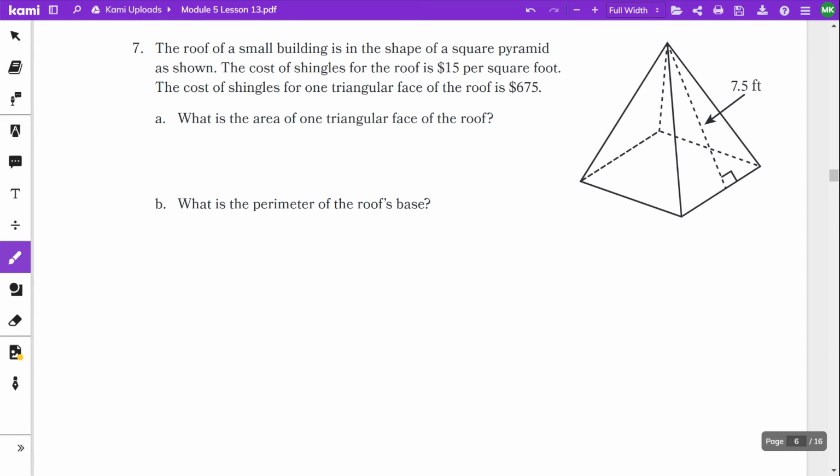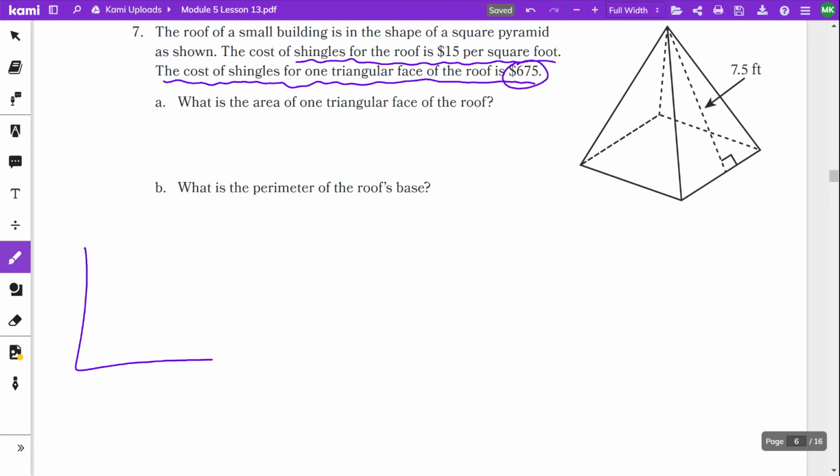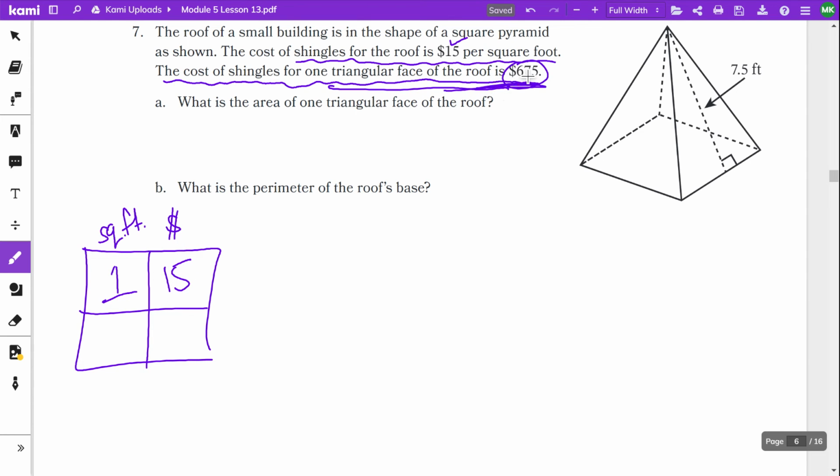Okay, so the cost of the shingles for the roof is $15 per square foot. All right, so let's see. The cost of shingles for one of these triangular faces is $675. Okay, so I'm going to go into ratio chart land. So let's say square foot and money. So 1 square foot is $15, and for one face, they spent $675. So that's going to go over here under the money.